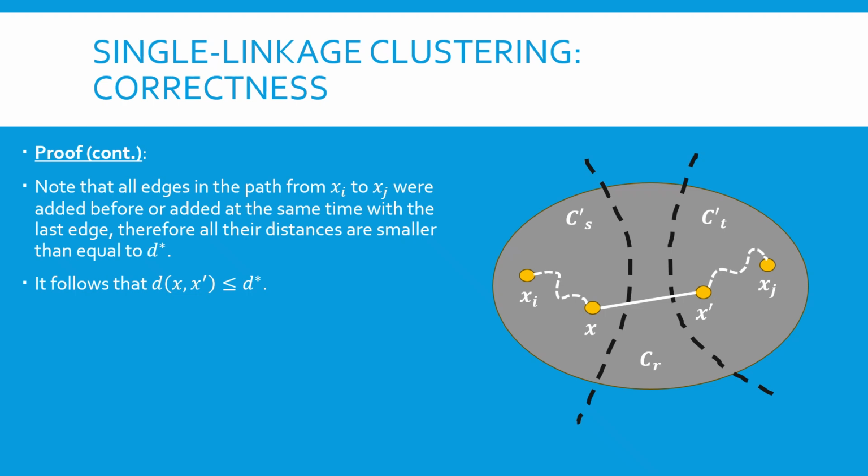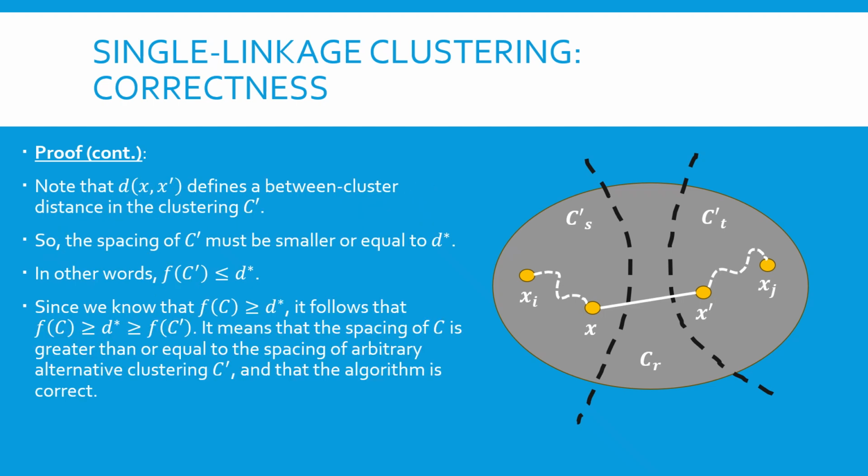Therefore, it must have been selected at some point by the greedy single-linkage algorithm. Because the algorithm always selects shorter distances before longer ones, dxx' must be no greater than d star, the last distance chosen. In other words, dxx' is less than or equal to d star. Now, x and x prime belong to different clusters in C prime. So the distance dxx' is a between-cluster spacing in C prime.